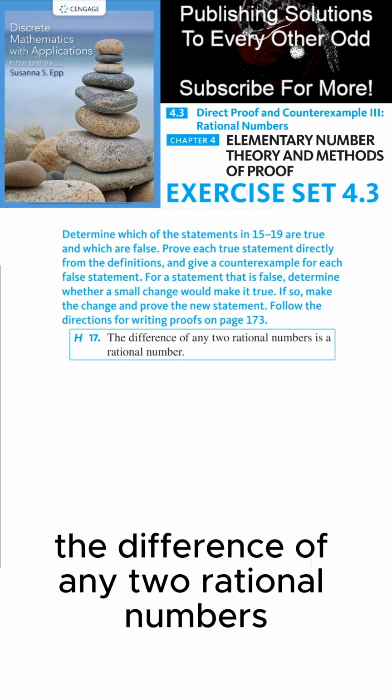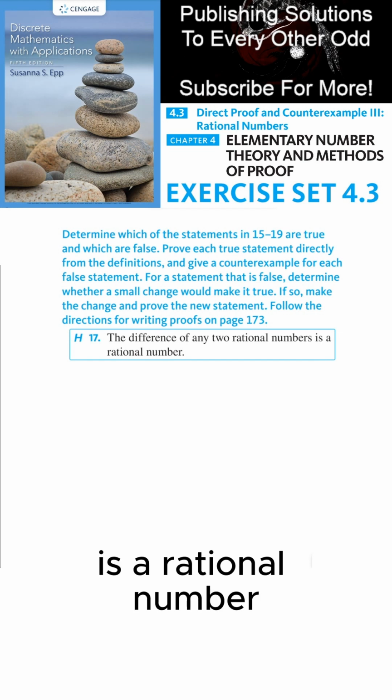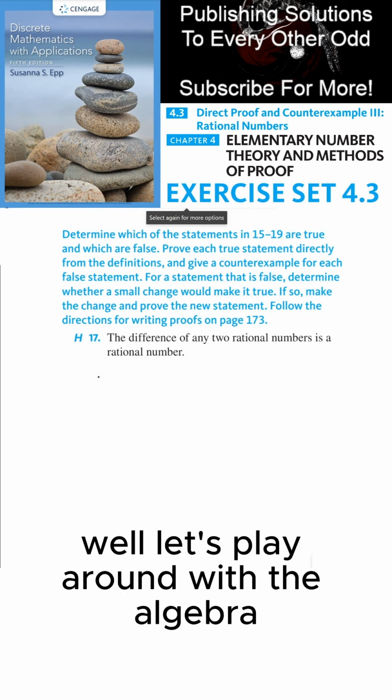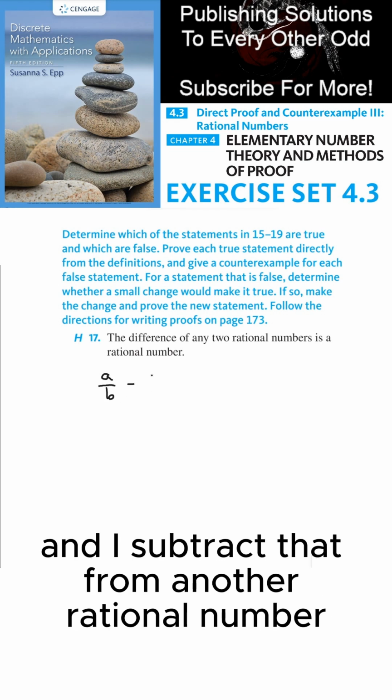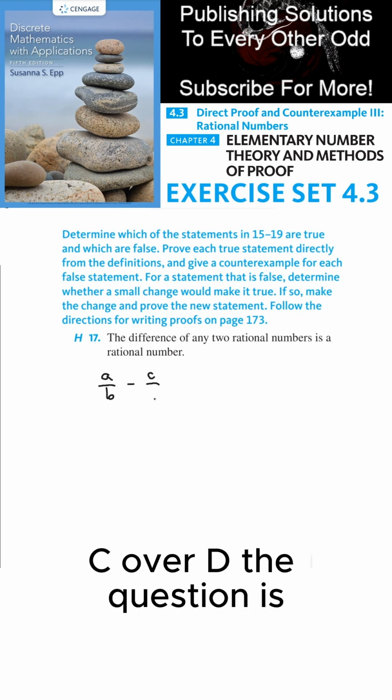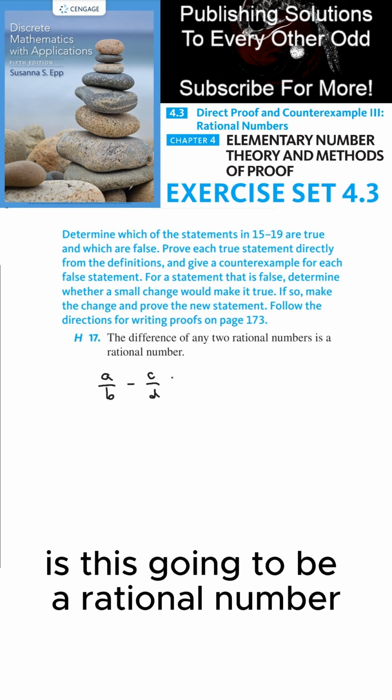The difference of any two rational numbers is a rational number. Well, let's play around with the algebra here for a little bit. If I have an arbitrary rational number a over b, and I subtract that from another rational number c over d, the question is, is this going to be a rational number?